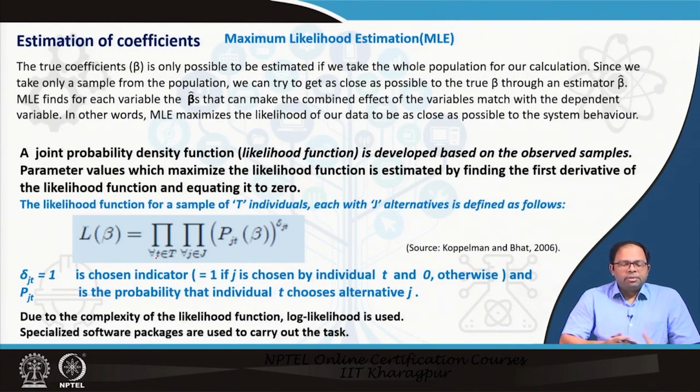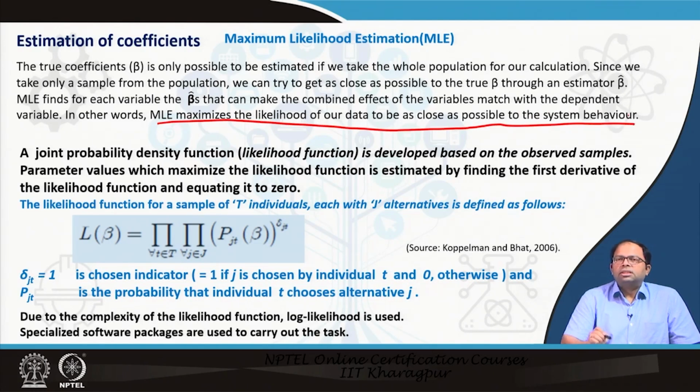So, how do we estimate the coefficients? We need to estimate the beta coefficients in such a way that the betas we choose ultimately make the effect of the variables match the dependent variable. In other words, MLE maximizes the likelihood of our data to be as close as possible to the system behavior.